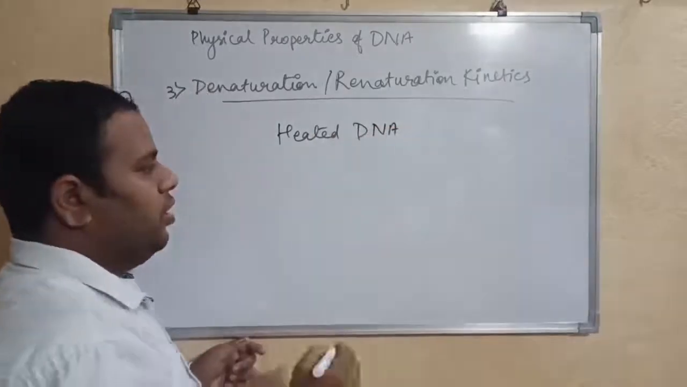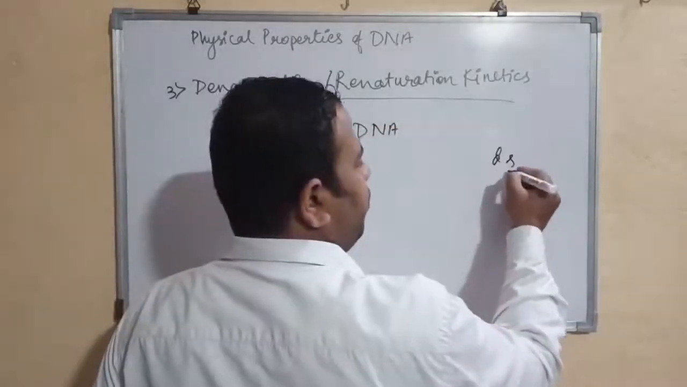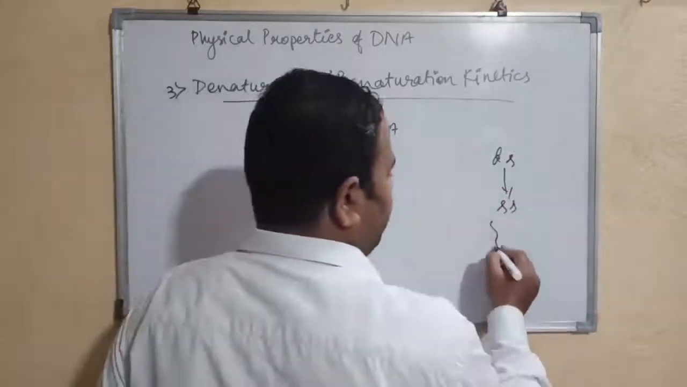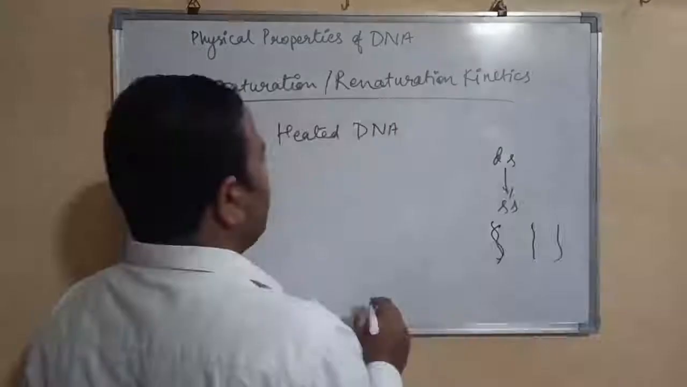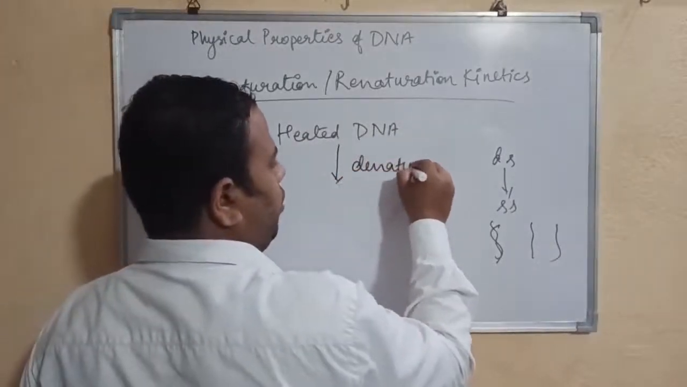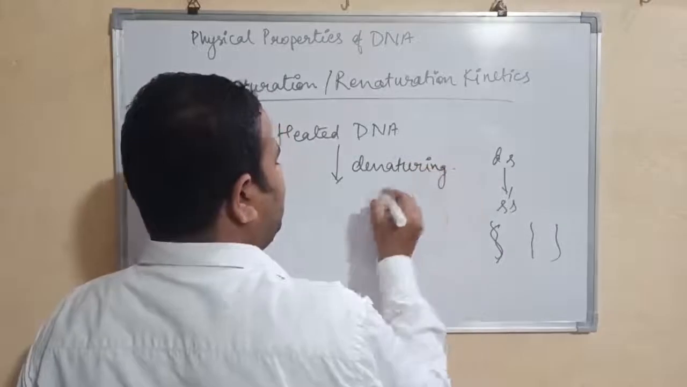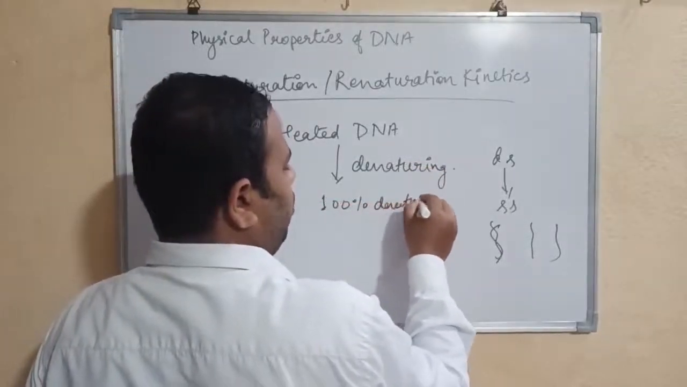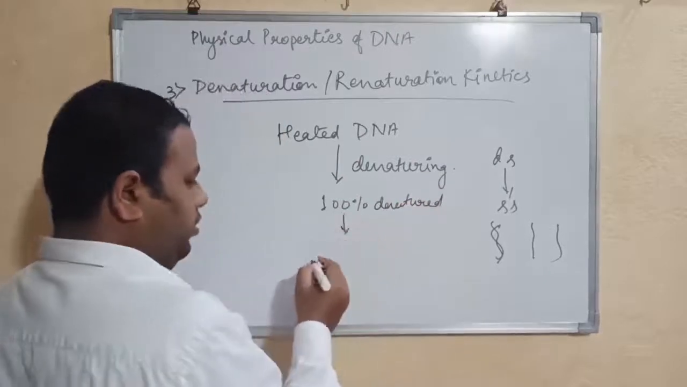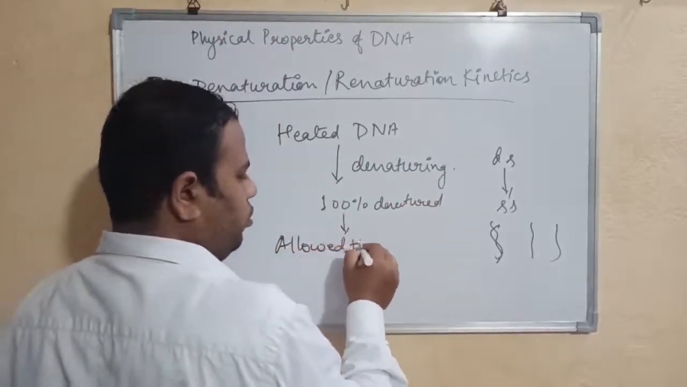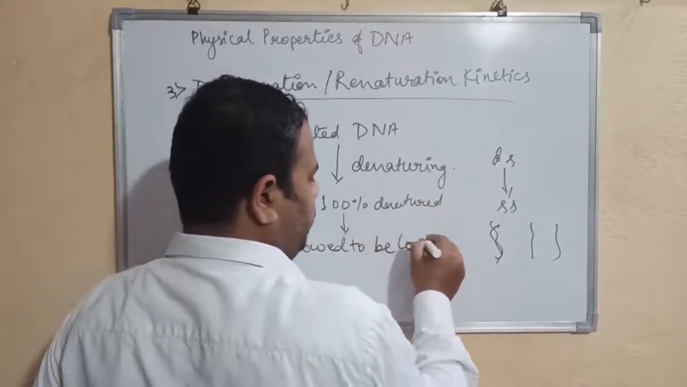So what will happen? All the double-stranded DNA will convert to single-stranded DNA. So it will start denaturing. Once the 100% DNA is denatured, what will happen? It will be allowed to be cooled, that too slowly.